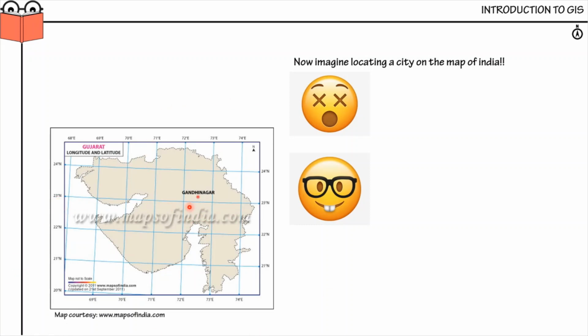On the x-axis it is somewhere in between 22° north and 24° north. So that is, let's say, 23.2, and on the y-axis it is somewhere between 72 east and 73 east. So 70 somewhere in between. So 72.5.